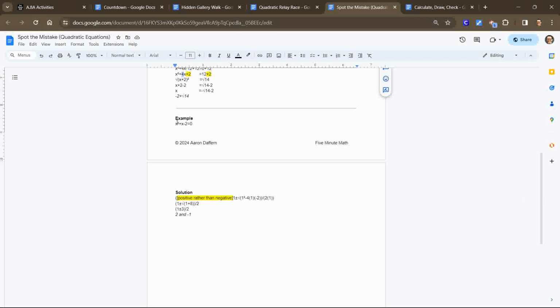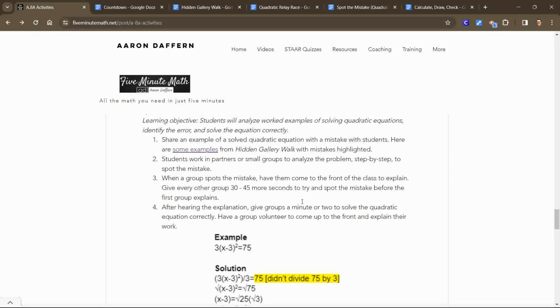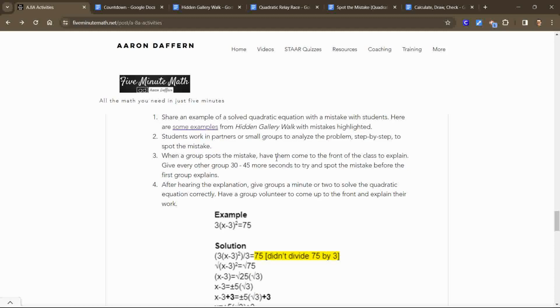And then finally, on this one right here, I used the quadratic equation, but rather than negative b, I just did a positive b, or positive 1, and that obviously changes everything here and gives me different solutions. So the idea here is that you're going to put one mistake in there, have students work in partners or small groups with everything worked out, and they're going to try to spot the mistake.